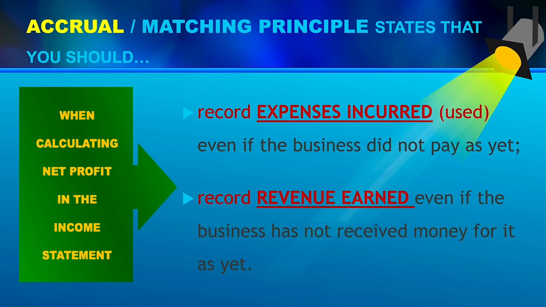So there are basically 2 bases. There's the cash basis where we would have recorded when we pay our expenses and when we receive our revenue. But that is not how we do it in accounting. Hence, it's an accrual world. Basically, under the matching principle, we have to record the expenses incurred and the revenue earned rather than the expenses paid and the revenue received.